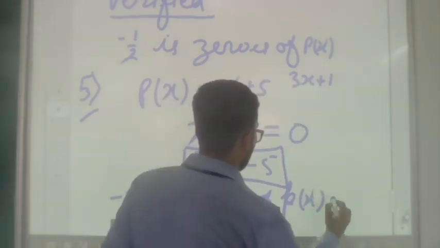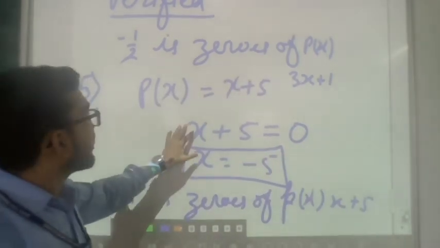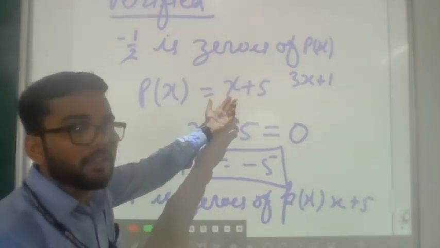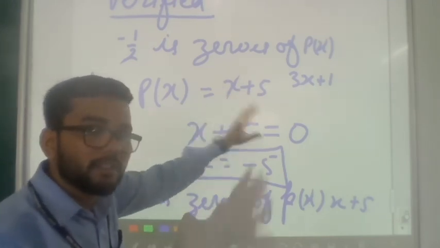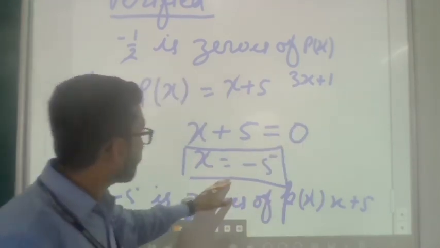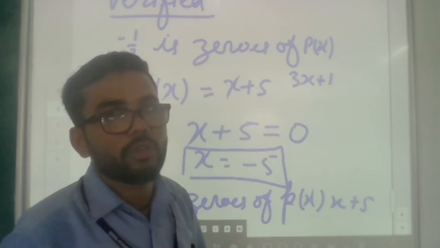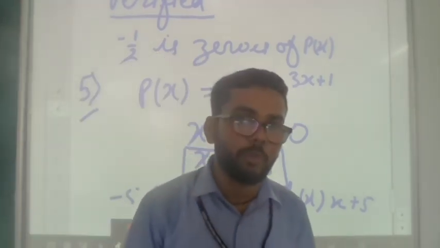The polynomial is what? x plus 5. Okay. We all know that whatever value we put, it should give the value 0. So that is why it will be equal to 0. So here you will obtain x is equal to minus 4, that will be the zero of the polynomial. In this way you will have to solve all the questions of exercise 2.2.